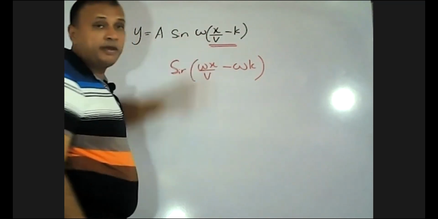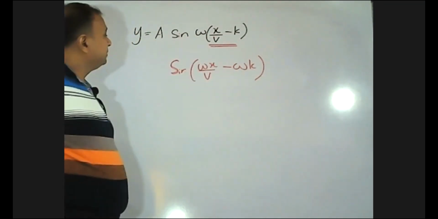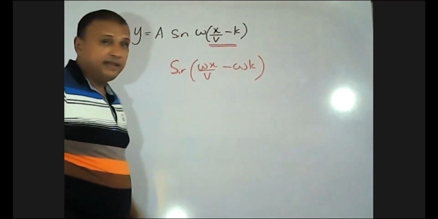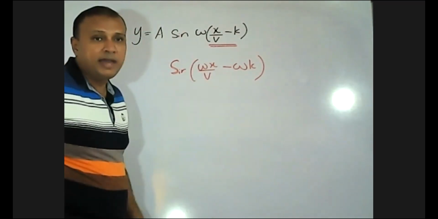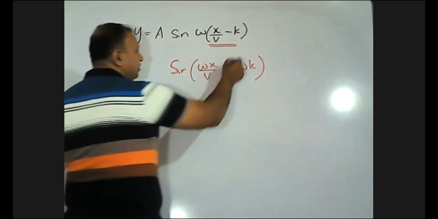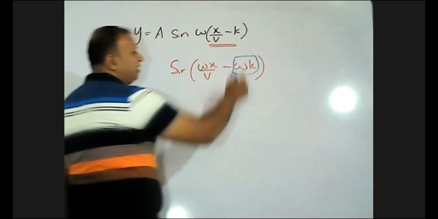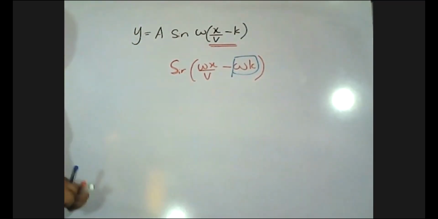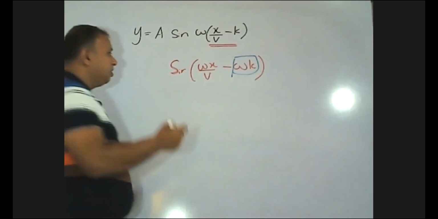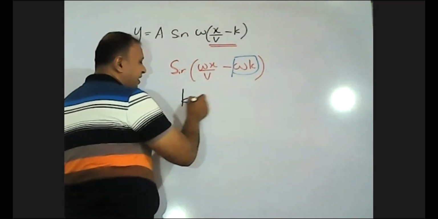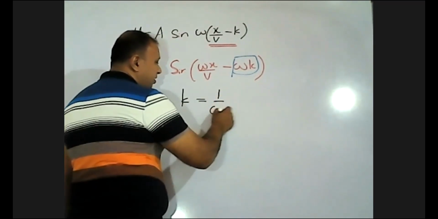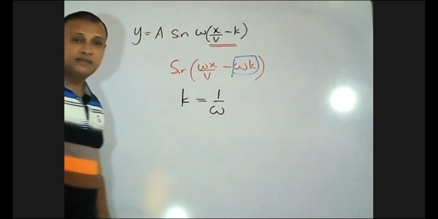There is omega. Therefore, we have to multiply the entire expression by omega. Then we will have two angles. Then you can apply this one. This one doesn't have a dimension as it is an angle. Therefore, the dimension of K should be equal to the dimension of 1 over omega.